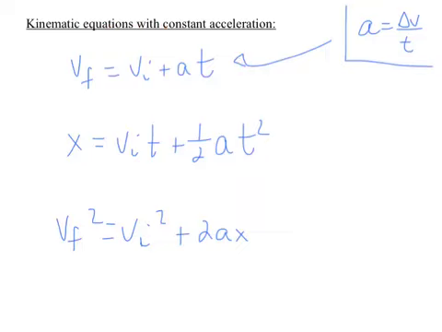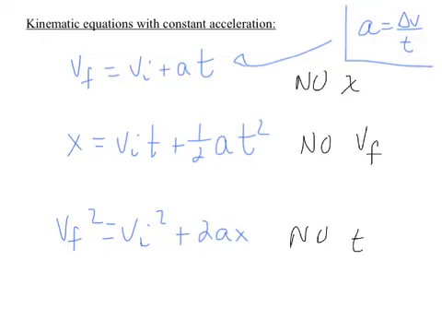The second equation, notice, does have displacement involved in it. It absolutely does. And it has our time and our initial velocity, but it doesn't have final velocity. So this one is not used if you're missing the final velocity. And the last one, you'll notice that it's a combination of the first two actually, and it gets rid of time. There's no time in that equation.